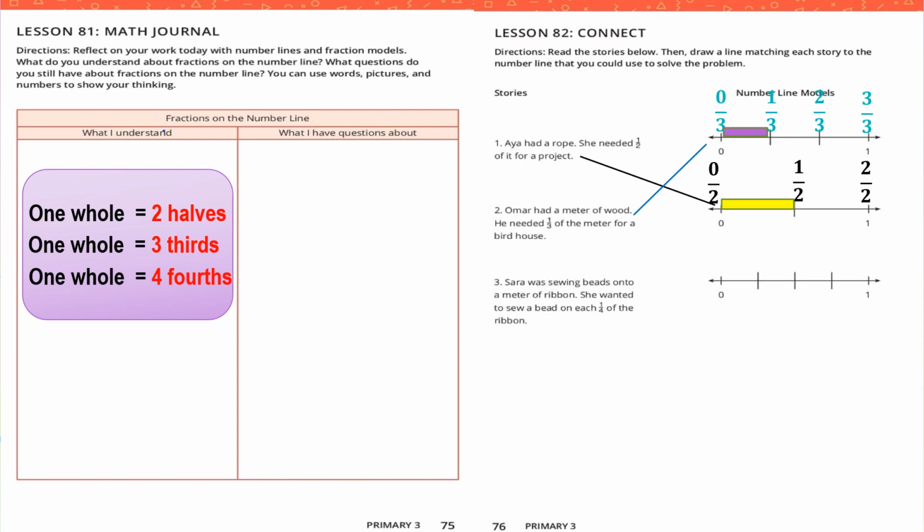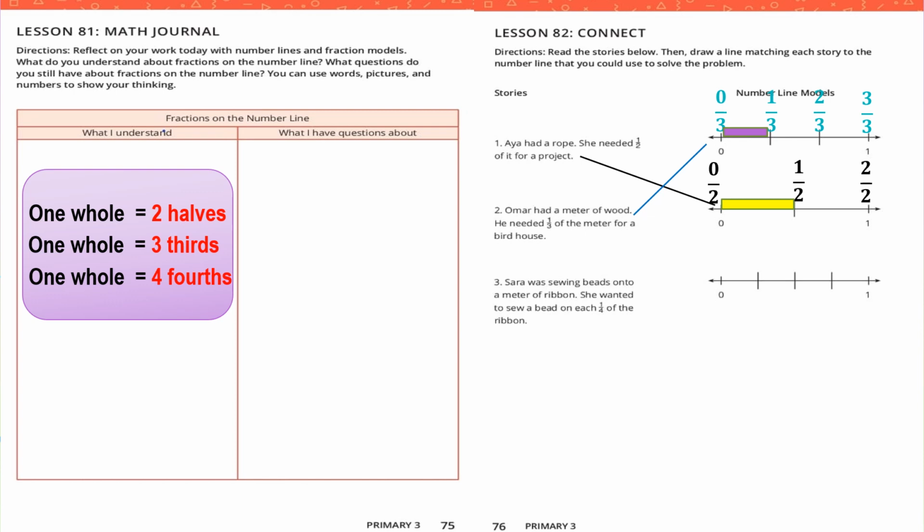Number 3. Sarah was sewing beads onto a meter of ribbon. She wanted to sew a bead on each 1/4 of the ribbon. What shall we do? Our fraction here is 1/4. Look at the denominator. It is 4. So we want to split the number line into 4 equal parts. By making how many dashes?